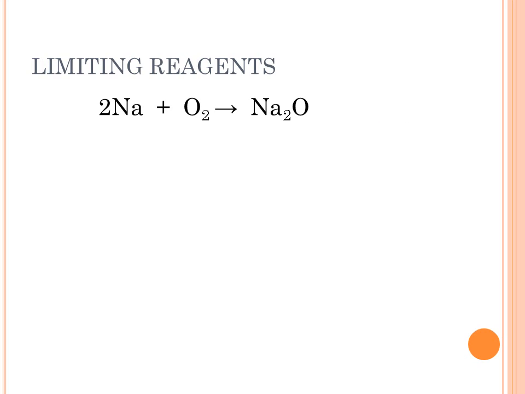So to see this in action, let's just consider this reaction, the reaction where we burn sodium in oxygen to give us sodium oxide. From our equation, we can see that 2 moles of sodium combines with 1 mole of oxygen. This is a stoichiometric mixture where everything is used up, there's nothing left over.